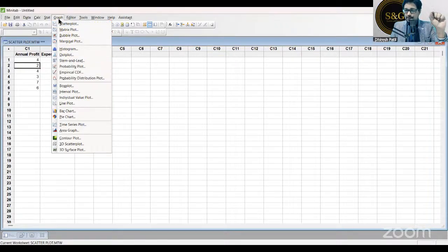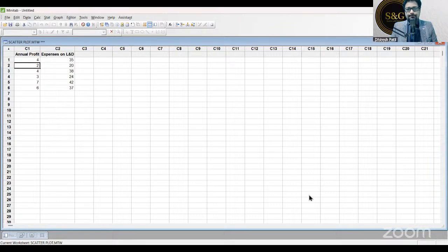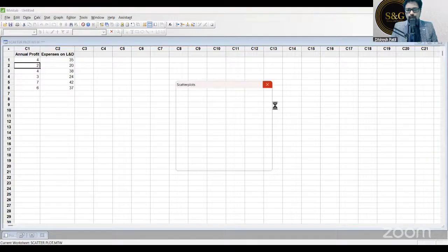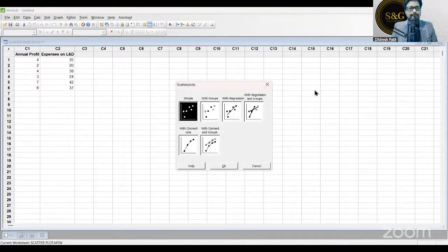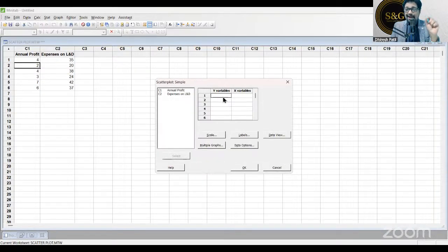Go to the graph option on the top of the menu bar and click on scatter plot. This window will appear. Let's keep it simple. By default, simple is selected. Just click on OK. In the Y variable, select profit, double click on profit. When you come here, by default the Y variable tab is active, right? Just double click.